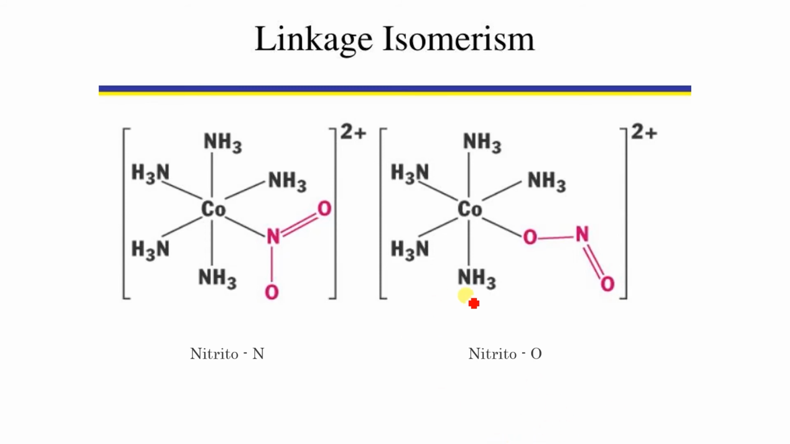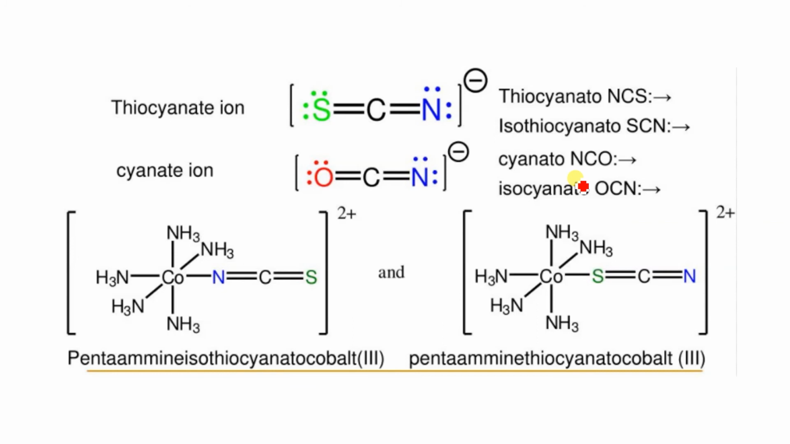Now you can see that the metal is attached with the N, so what will be the name? Whatever the name, you will say 1, 2, 3, 4, 5. Pentaamine and this one is nitrito N, cobalt 3. This will be pentaamine nitrito O, cobalt 3. So this is called linkage isomers. That's it, you have to draw. Isothiocyanato, cyanate, like this.